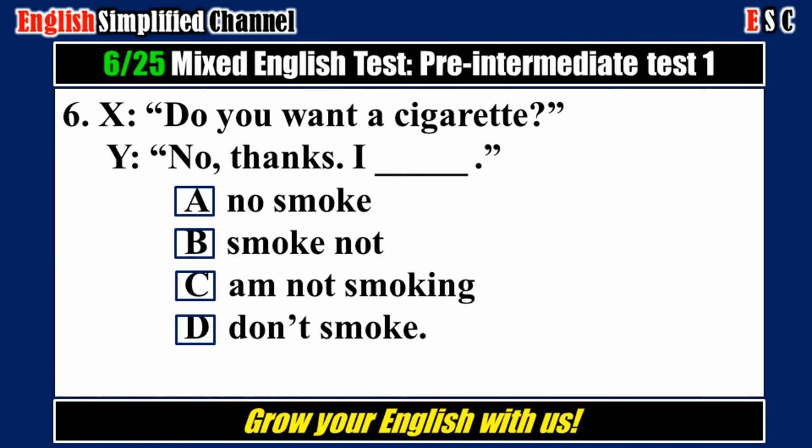6. Do you want a cigarette? No, thanks. I, blank. A. No smoke. B. Smoke not. C. I'm not smoking. D. Don't smoke.